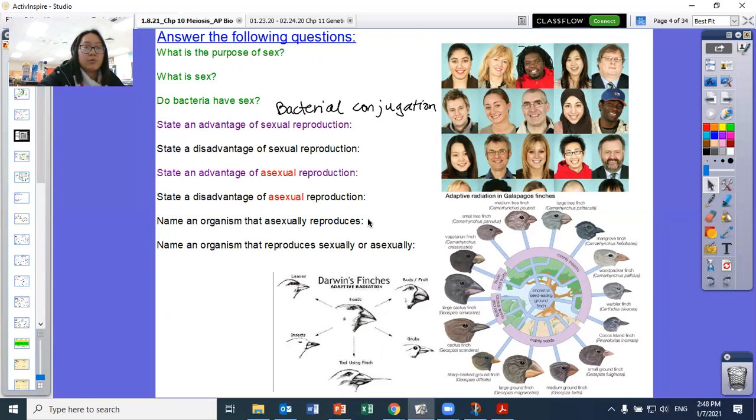Most of the organisms that we see in our daily lives are actually sexually reproducing. For example, any animals that you see, like cats, dogs, birds, those are all sexually reproducing animals.